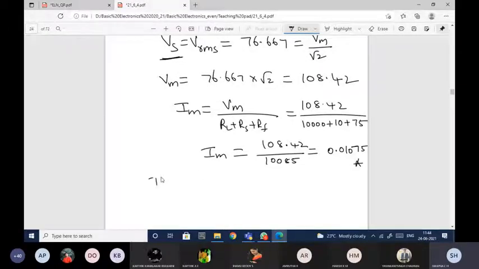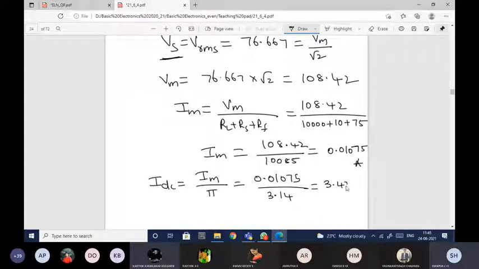I want IDC. How will you calculate IDC for a half wave rectifier? It is Im by pi, right? Yes, Im by pi is for half wave rectifier. So it is 0.01075 divided by pi. Pi is 3.14. So tell me the answer. 3.42 into 10 power minus 3. So I can write this as 3.42 milliamperes.